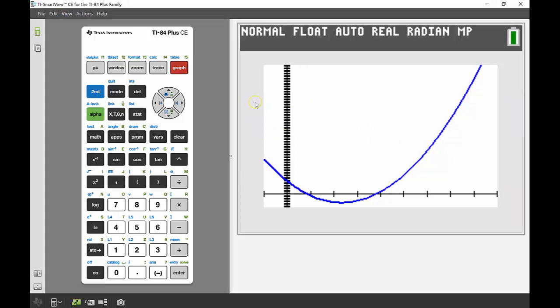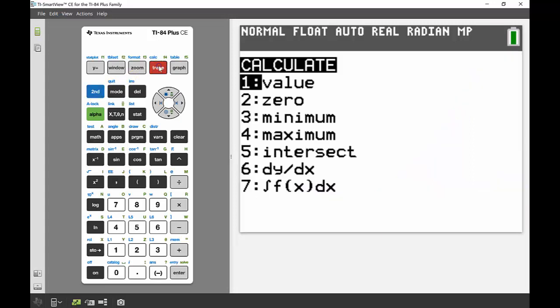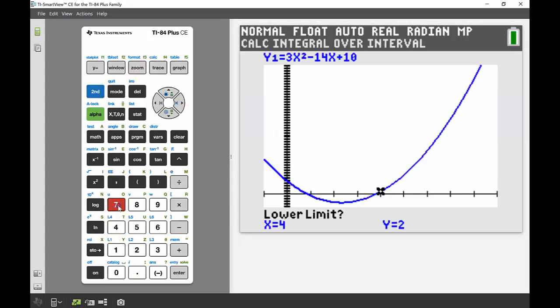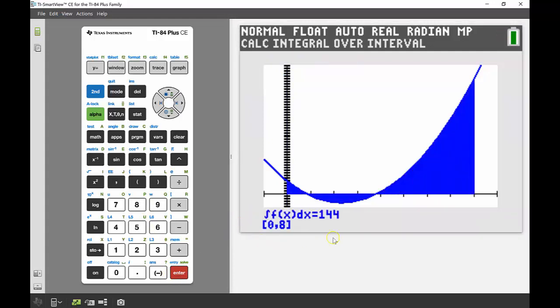Okay, so now I could find this using my graph screen as well. Second and trace to bring up my calc menu, and then you'll notice number 7 also is an integral. So we can type that in. My lower limit is 0, my upper limit is 8 again, and I should get the same answer as what I found on my main screen, so 144.